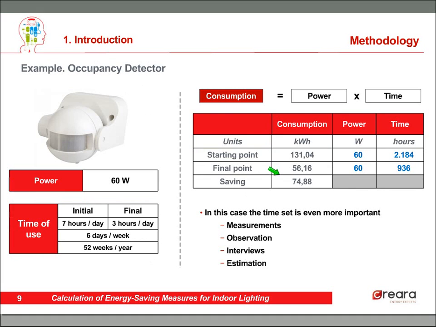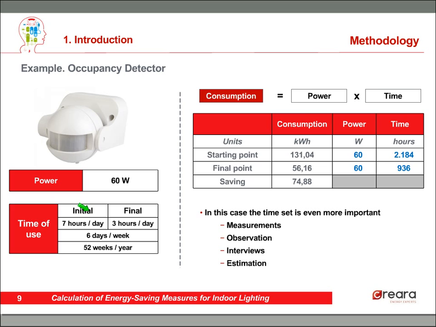where we have another example, but in this case, we are attacking, sorry for the arrow, the time of use. The power remains constant. We are going to use an occupancy detector, as we see it here. So the power remains constant, 60 watts. Initially, we have 7 hours a day, 6 days a week, 52 weeks a year, such as in the other slide. So the starting point consumption is the same, 60 watts times 2,184 hours a year.